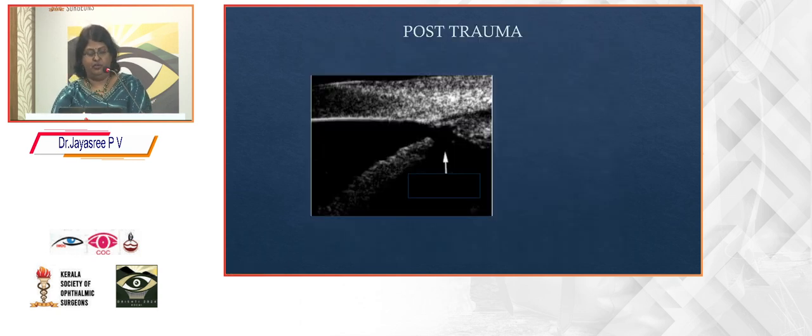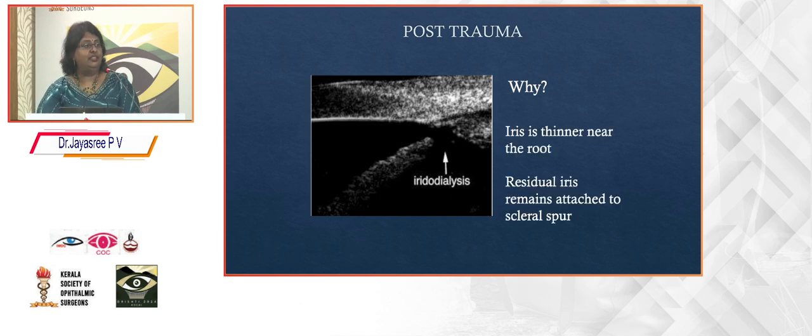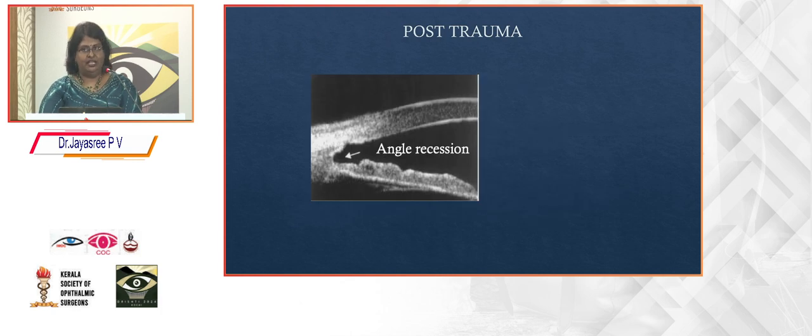So in trauma, what is this? This is a case of iridodialysis. The iris has come off from the iris root. So why does the iris root give way after trauma? It is because it is the thinnest area near the root. There will be a small stump remaining at the scleral spur. So this is again angle recession.